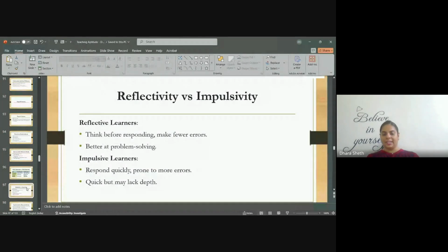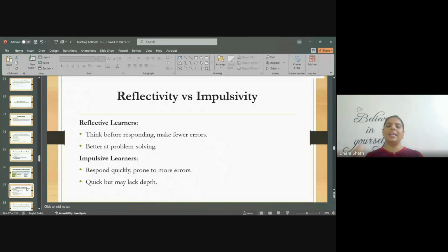Reflectivity and impulsivity. Now, reflective people are those who take time. They think deeply, they reflect before responding. But the errors they make are less. They take time, they analyze things deeply and make lesser errors, and they are good at problem solving.